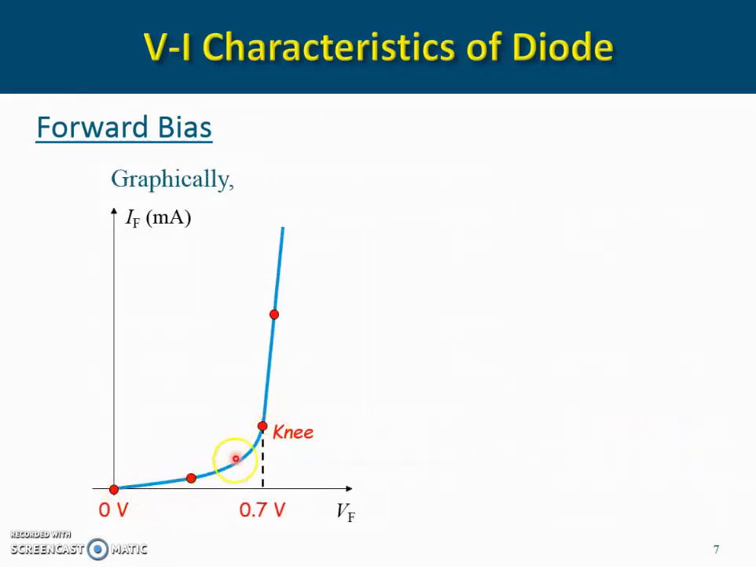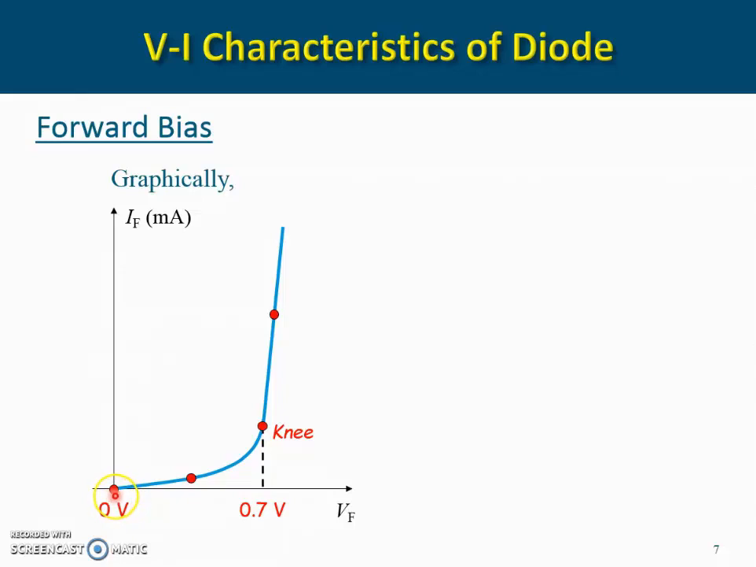This is the VI characteristic curve of the forward biased diode, a silicon diode. The x-axis is VF, forward biased voltage across the diode. The y-axis is IF, meaning forward bias current through the diode. Initially, the forward biasing voltage is at 0 volt, so the VF has to be 0 volt, and the IF has to be 0 milliampere.